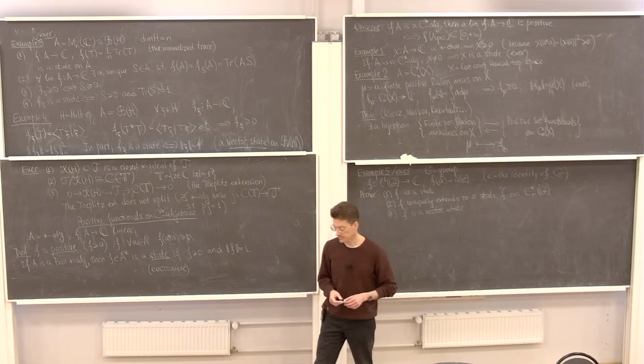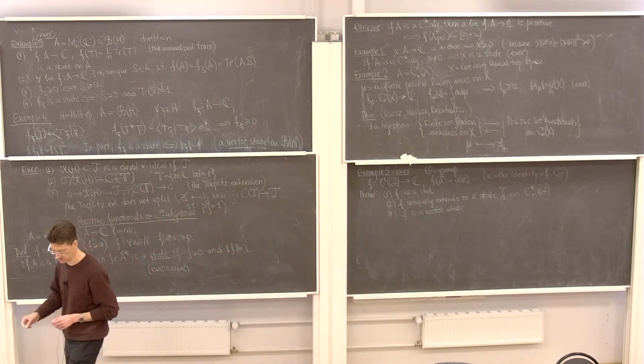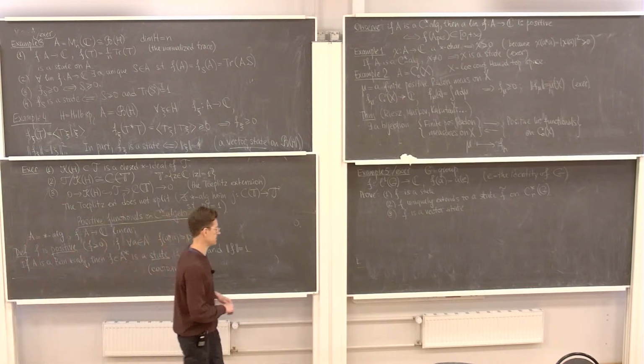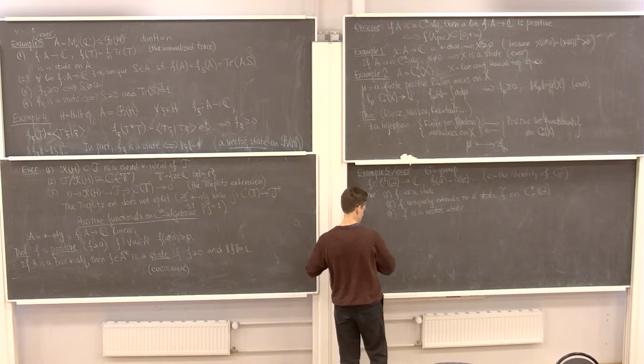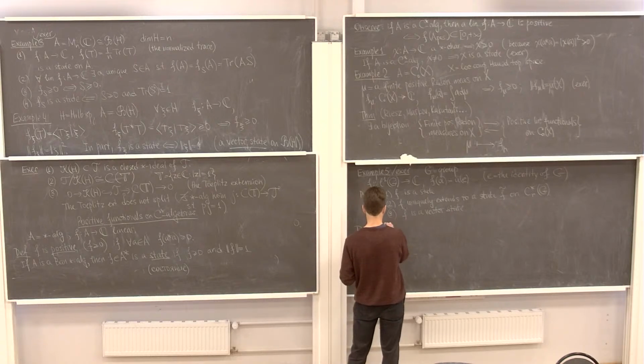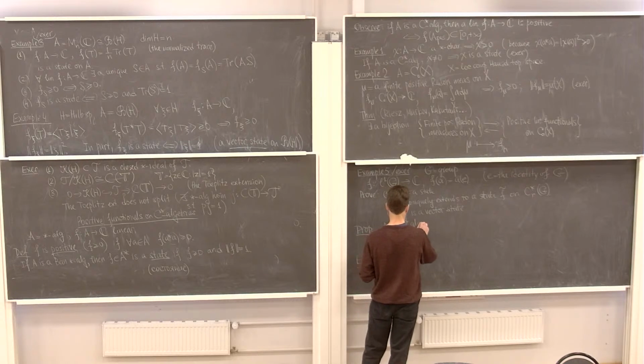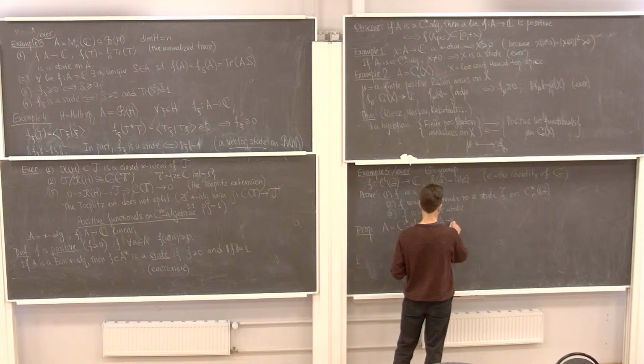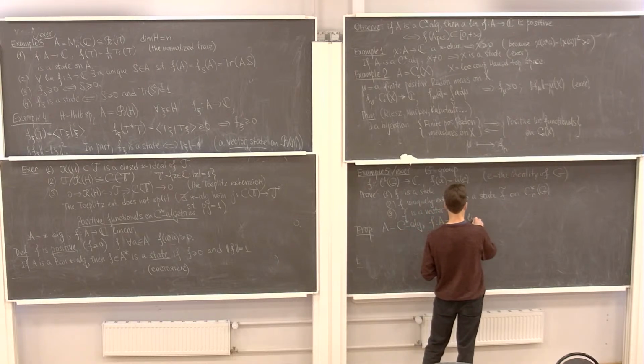Okay, let's now prove something interesting about states and about positive functionals. This will be our last result for today. So we have the following proposition. Suppose that A is a C-star algebra, and f is a positive linear functional on A.